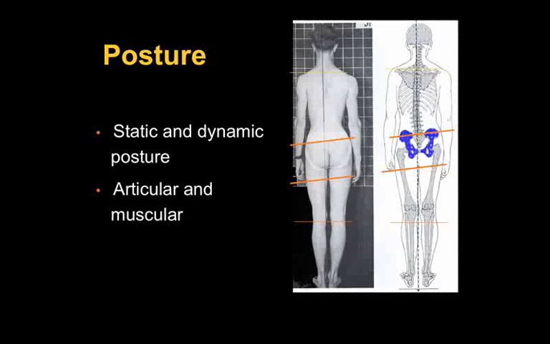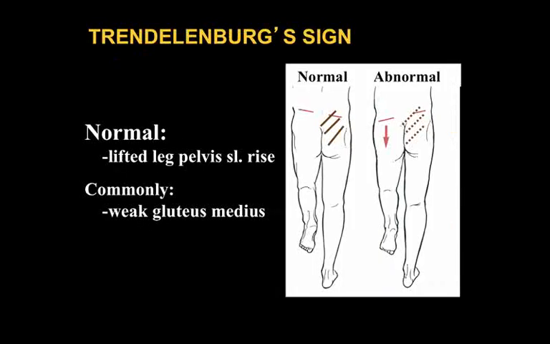This would include looking at posture, static and dynamic postures, articular and muscular regions, and their involvement in posture, both static and dynamic. Such a thing would be the Trendelenburg sign. Looking normally, the lifted leg side of the pelvis has a slight rise, and commonly what you see is the abnormal picture here with a weak gluteus medius.